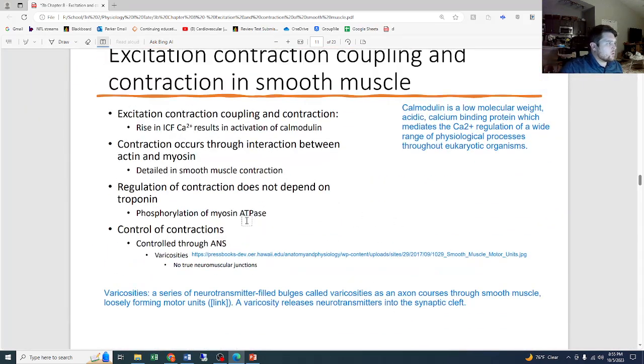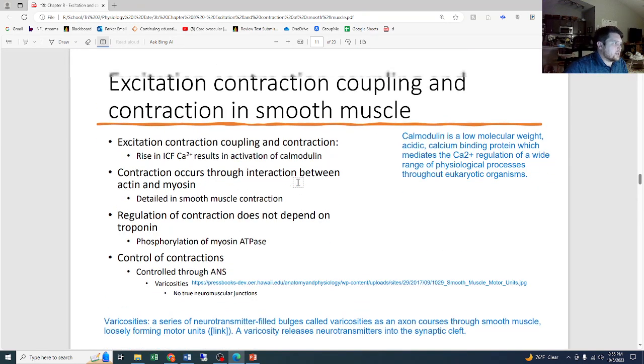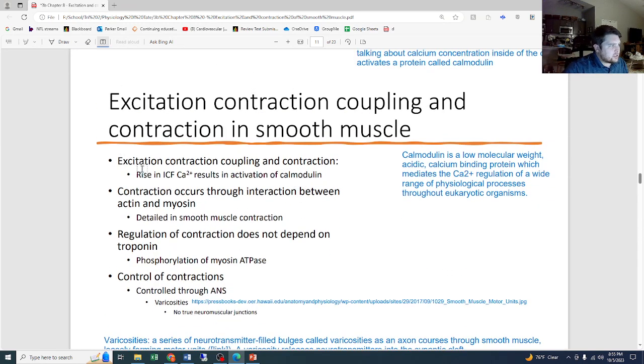So there's a whole lot of words here. I'm just going to start from the top. We went through the whole process, and I'm going to make sure that I cover each of these individual lines. So excitation-contraction coupling, and contraction. In excitation-contraction coupling, we have excitation first and then the contraction, and those go together.